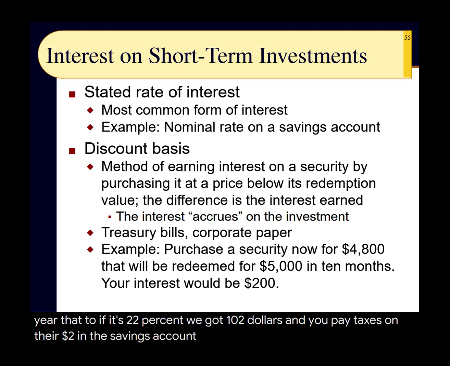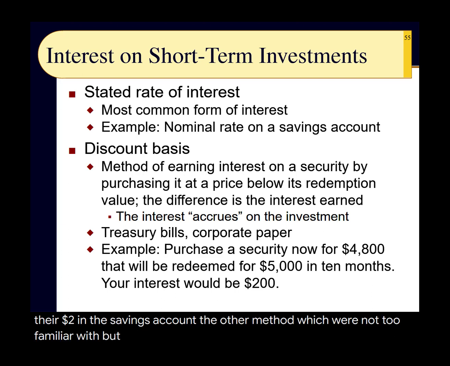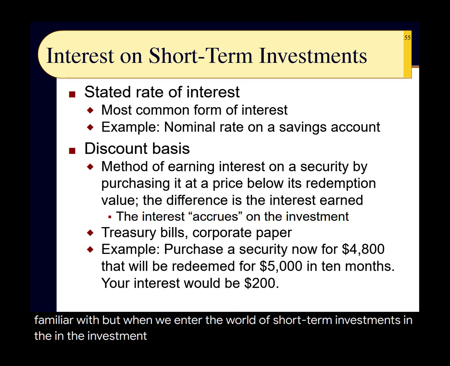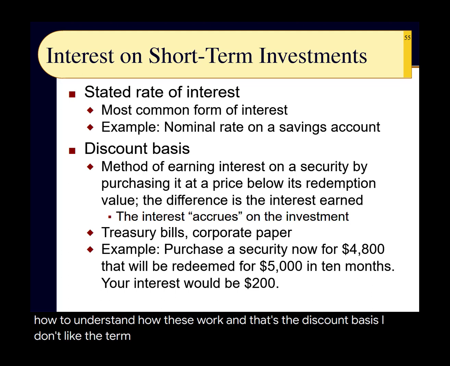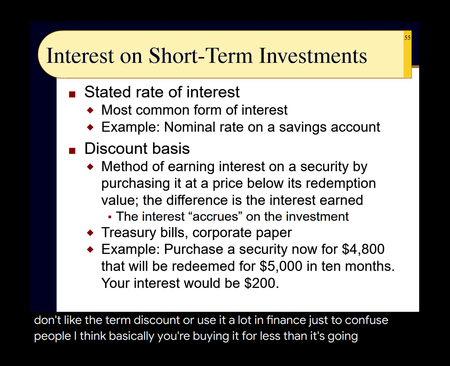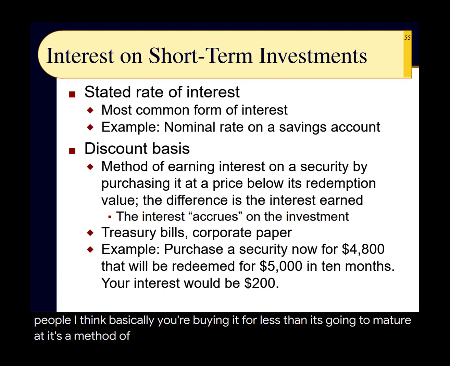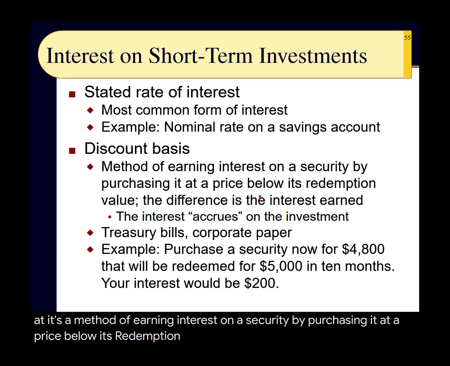in a savings account. The other method, which we're not too familiar with, but when we enter the world of short-term investments, in the investment world, we want to learn how to understand how these work, and that's the discount basis. I don't like the term discount. We use it a lot in finance just to confuse people, I think. Basically, you're buying it for less than it's going to mature at. It's a method of earning interest on a security by purchasing it at a price below its redemption value. And the difference is the interest earned.